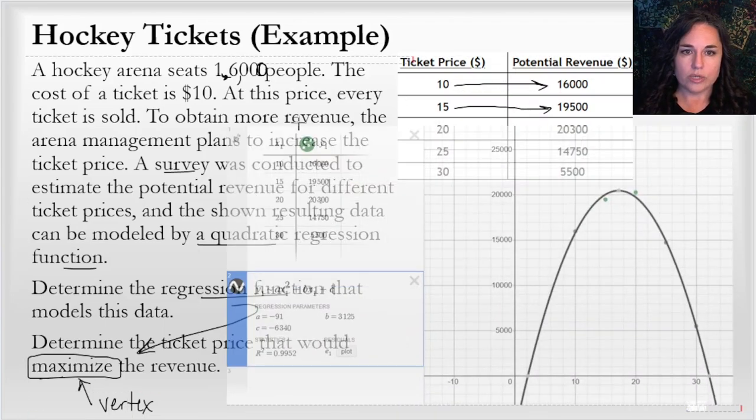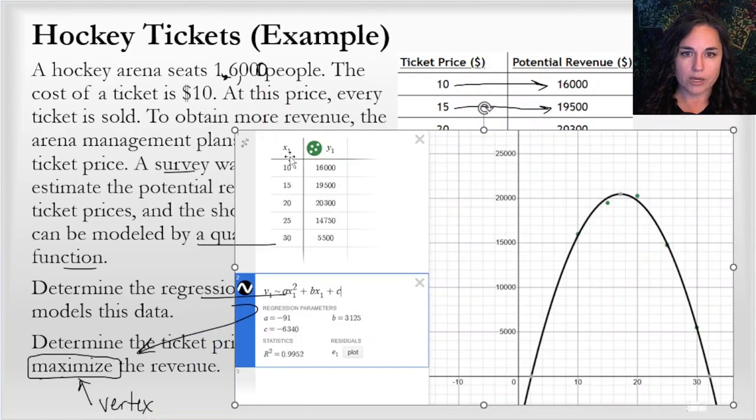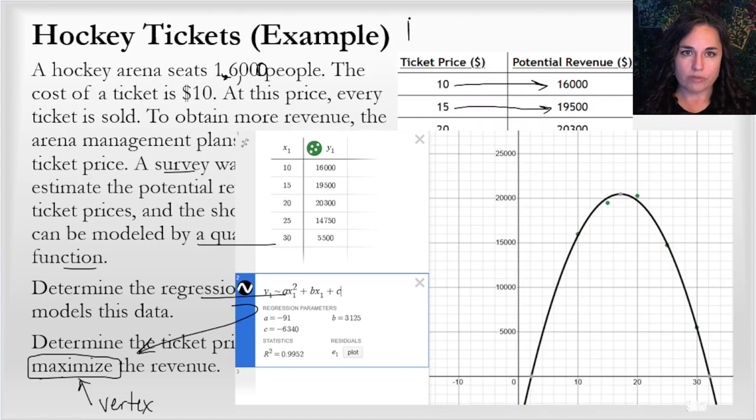When I run this through Excel, this was my output. I can see the output here. So I'm going to write this equation down. They tell me that the potential revenue as a result of the number of tickets sold, so I'll say revenue and tickets sold, is negative 91x squared plus 3125x minus 6340. That's the equation that came from my data, okay?